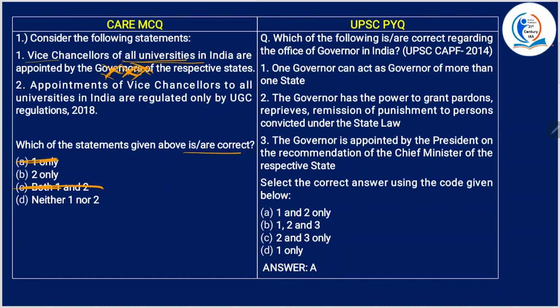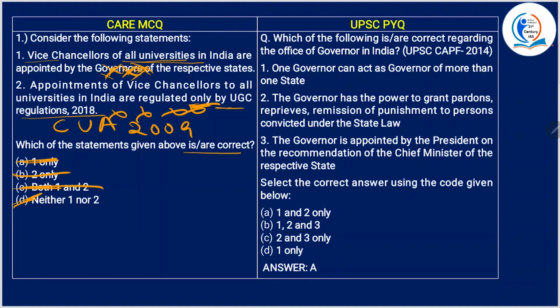C is also gone. Appointments of vice chancellors to all universities in India are regulated only by UGC regulations of 2018. No. We also spoke about the Central Universities Act of 2009. So 'only UGC' is wrong, which means 2 is also gone. D is the answer.